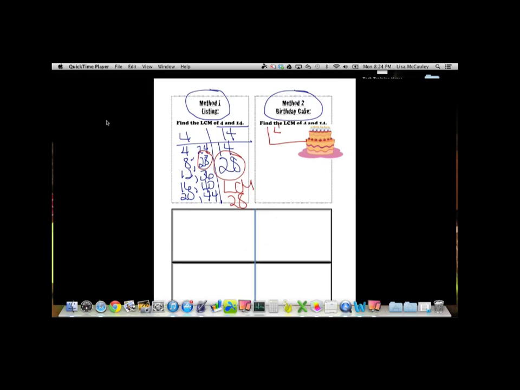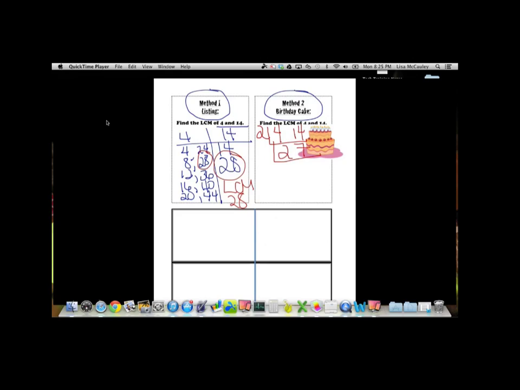Put the 4 first, then the 14, and then we find a common factor of 4 and 14. You should say that 2 is a common factor because they are both even numbers. 2 goes into 4 2 times, and 2 goes into 14 7 times. Now, hopefully you know that both 2 and 7 are prime, and there's nothing that will go into 2 and 7 except 1. So you should know that our cake is done.